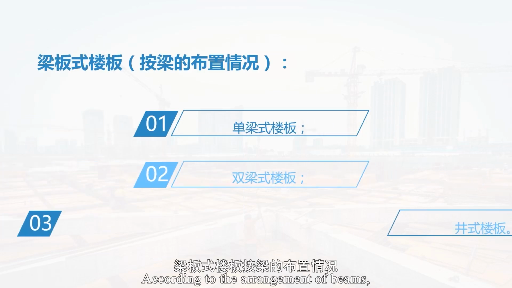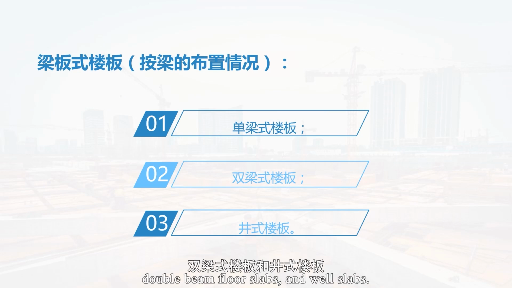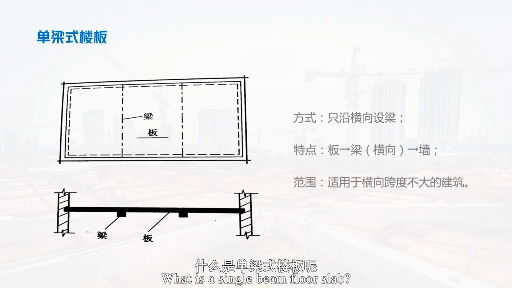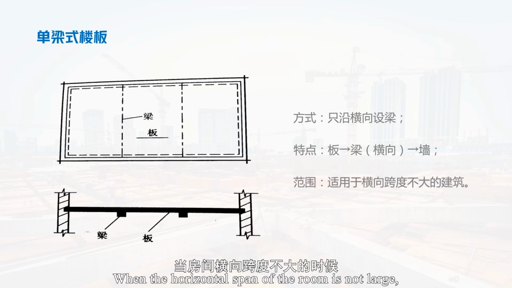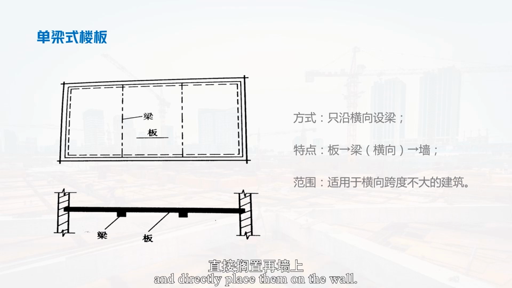According to the arrangement of beams, beam and slab floors can be divided into single-beam floor slabs, double-beam floor slabs, and wall slabs. Let's first understand single-beam floor slabs. What is a single-beam floor slab? When the horizontal span of the room is not large, we only set the beams along the horizontal direction and directly place them on the wall.